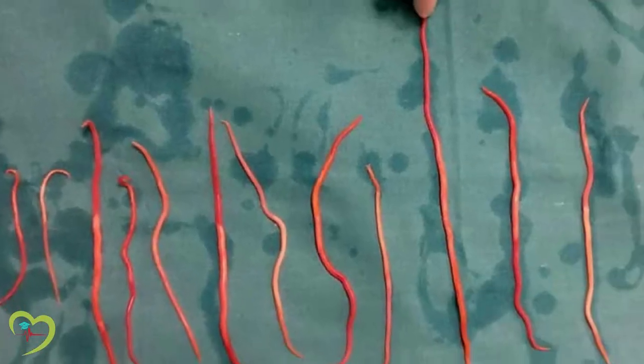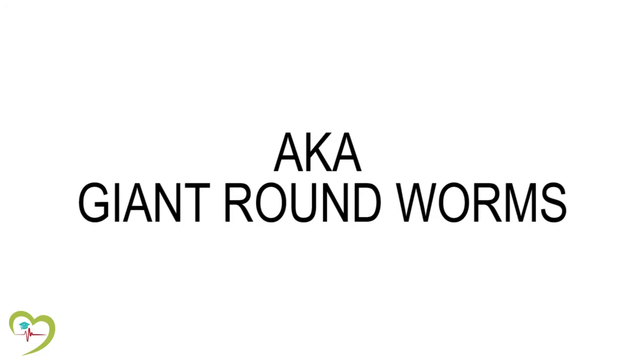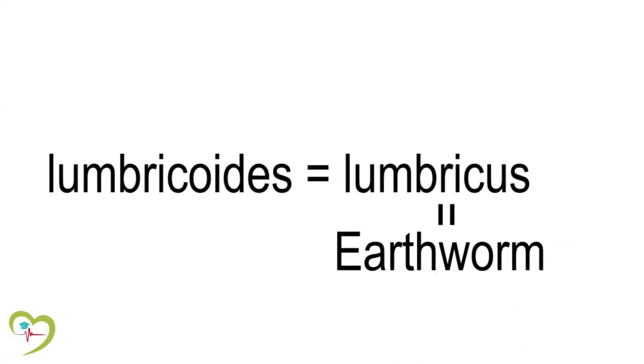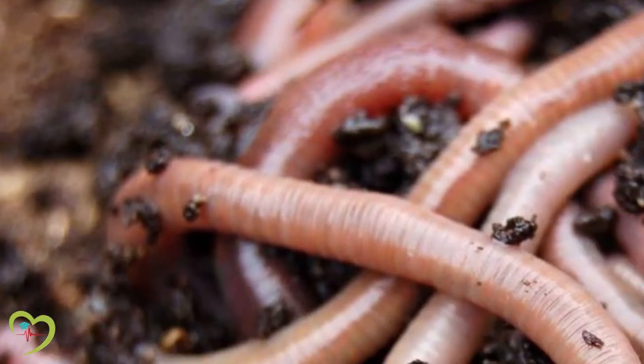These worms are also known as giant roundworms. Its specific name, lumbricoides, is derived from lumbricus in Latin due to the resemblance with earthworms.